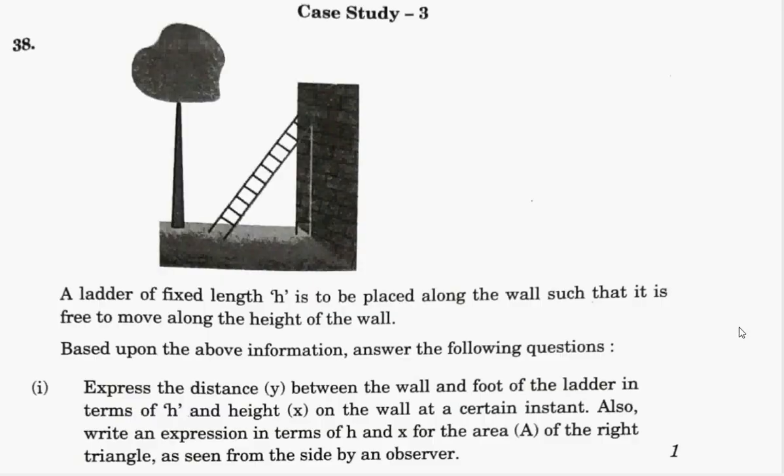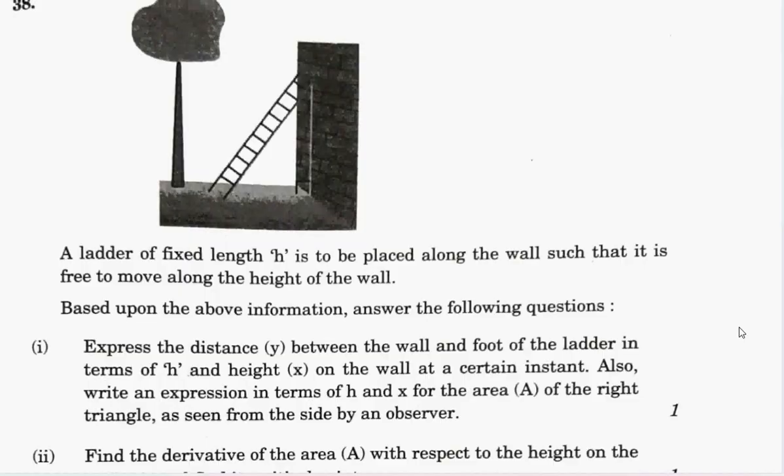Now the case study 3, question number 38, they have given a ladder of fixed height h. So this is our h. Is to be placed along the wall such that free to move along the height of the wall. Express the distance y between the wall and the foot. So let us draw the diagram. We take a right angle triangle as per given in the question. This is a wall and this is a foot and this is the ladder, and the ladder height is h and this is y, and height x on the wall, this is x.